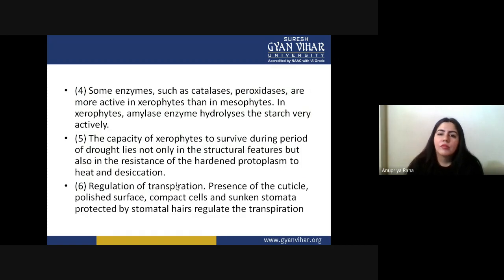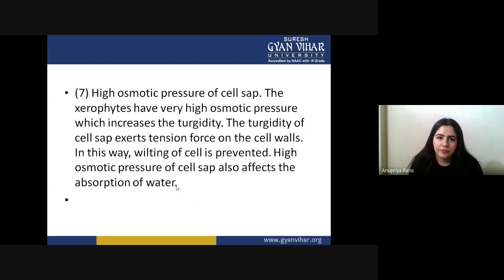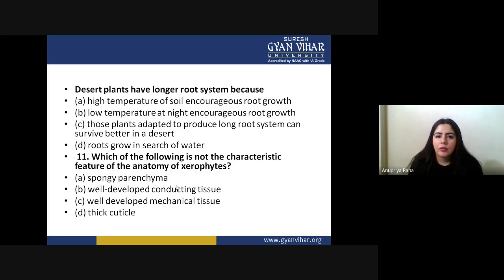Some enzymes also, like catalase and peroxidase, which are higher than in mesophytes, help these plants survive inside harsh conditions. Regulation of transpiration, presence of cuticle, polished surfaces, compact cells, sunken stomata: all these things you have to remember, because after having these features, xerophyte plants are able to survive in such harsh conditions. Osmotic pressure we already talked about. So this is all about your xerophyte plants.